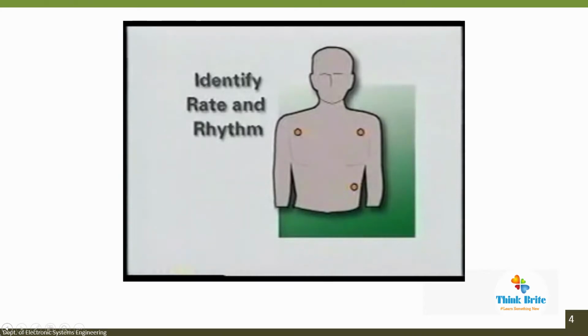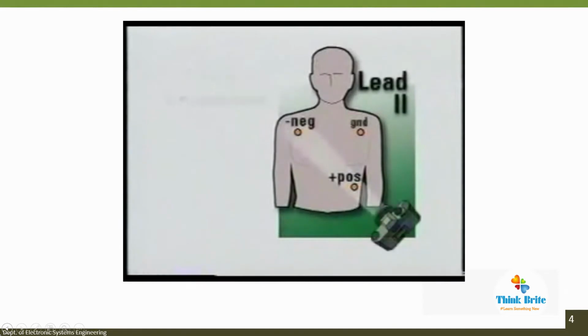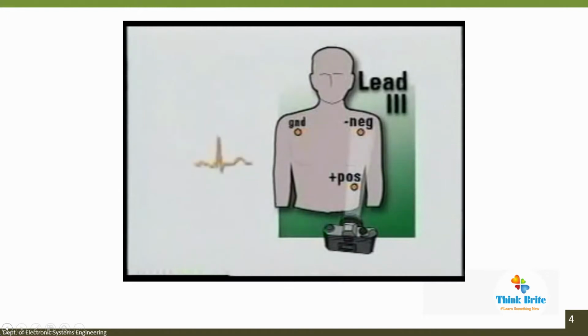Now, each one of those leads is a view of the heart. Each one of those 3 leads has a single positive, a single negative electrode, and a ground. The actual view of the heart is seen from the positive electrode toward the negative electrode. That's why each of the complexes have a slightly different configuration. The ground electrode helps to reduce electrical interference and helps produce a clear tracing.